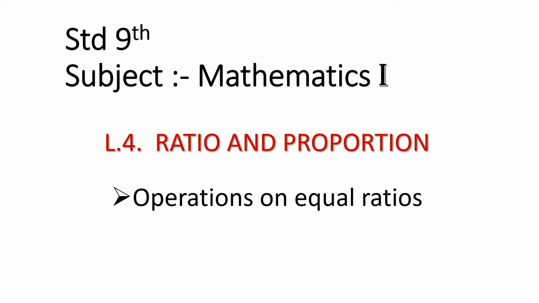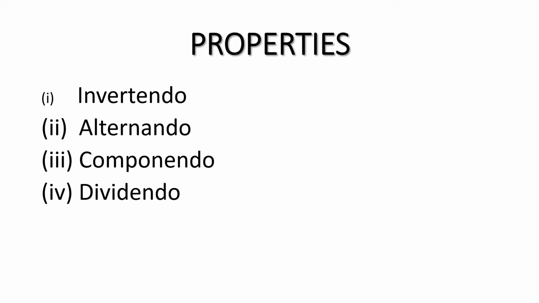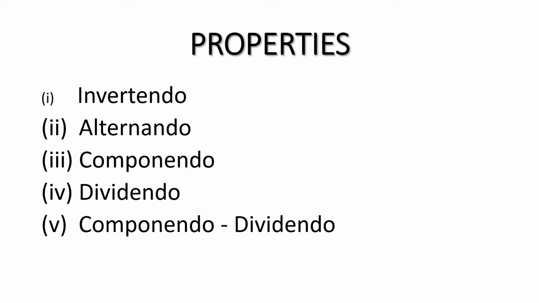So let us start. Here are some properties of equal ratios. 5 properties are there. First one is invertendo, alternando, componendo, dividendo and componendo dividendo. Now, using some properties of equality, we can perform some operations on ratios. Let us learn some properties of equal ratios if A, B, C, D are positive integers.